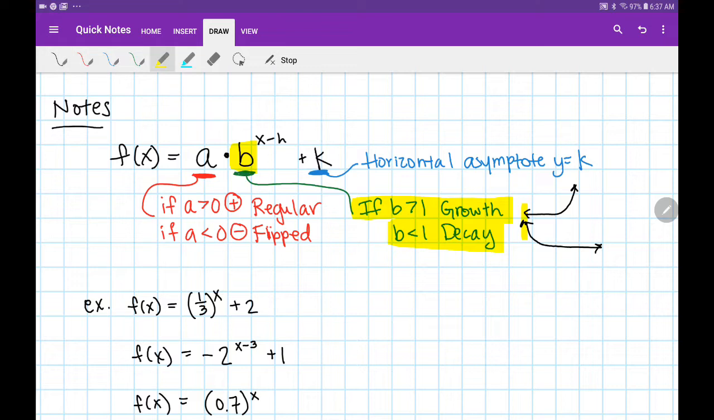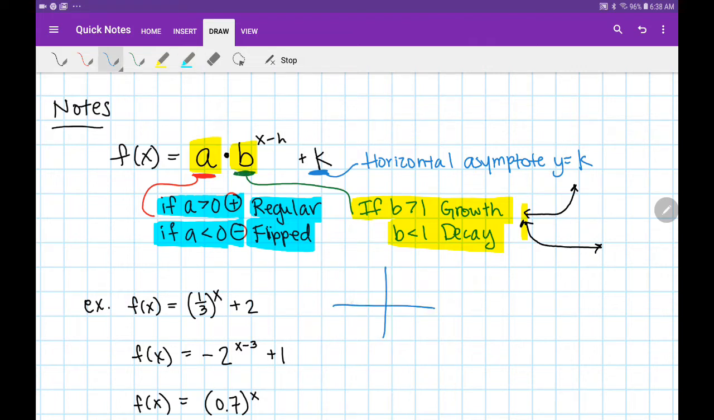Next, we have a coefficient. The coefficient, I've labeled it A. Now that coefficient is important because, well, here's what it tells us. If it is greater than 0, that means it's positive. Then our graph is regular. If that coefficient is less than 0, so the number in front is negative, well, then we have a flipped graph. So let me give you an example.